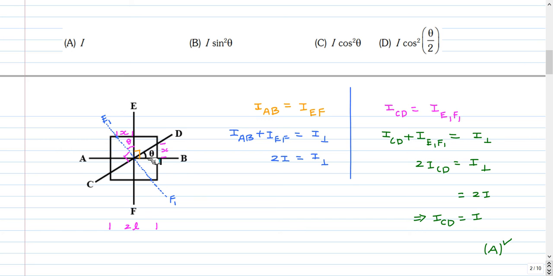To understand this, we have to figure out that the mass distribution about the axes CD and E1F1 are the same. About the axis CD, on either side we have a trapezium, and let this length be x, and let the length of the square be 2L. So this distance is L minus x, and this distance is L plus x. Because this is x, this angle is also theta, so this distance is also x. So this side of the trapezium is of length L plus x.